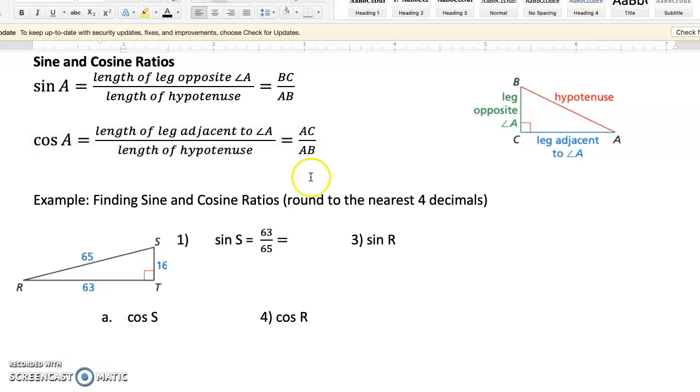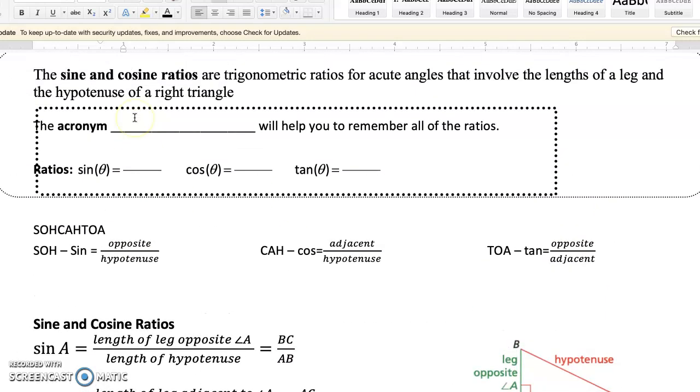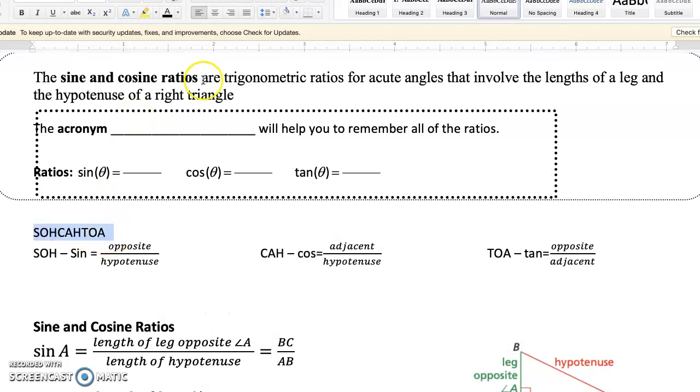To help you remember all three ratios, there is an acronym referred to as SOHCAHTOA, which I suggest you write down on this line here. Now, SOHCAHTOA, each of the letters has a different meaning to one of the ratios. So S refers to sine, O refers to opposite in the numerator, H refers to hypotenuse in the denominator. Cosine, C refers to cosine, A refers to adjacent, H refers to hypotenuse. TOA, T refers to the tangent, O refers to opposite, and A refers to adjacent.